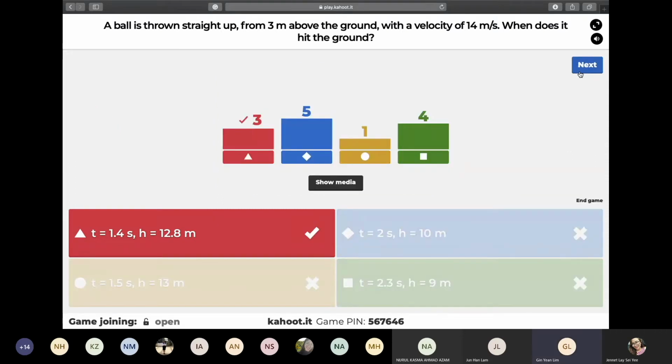Yeah, so the answer is out. We have 3 students who got it right. So T will be 1.4 seconds with the height equal to 12.8 meters. Now let us see who will be the top 3.